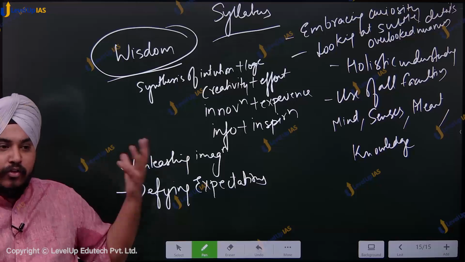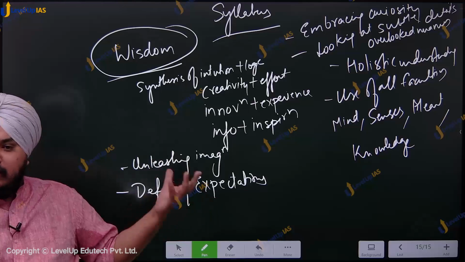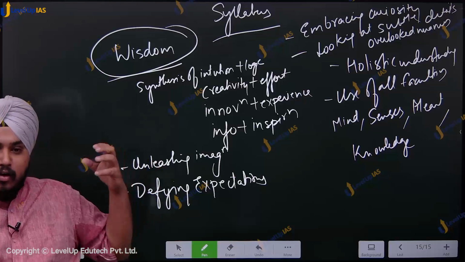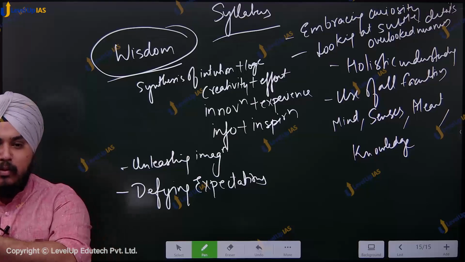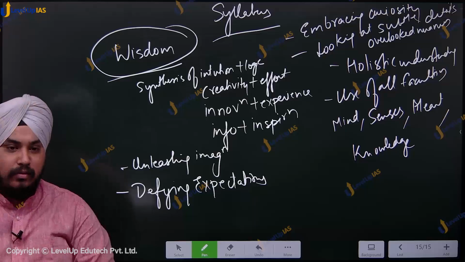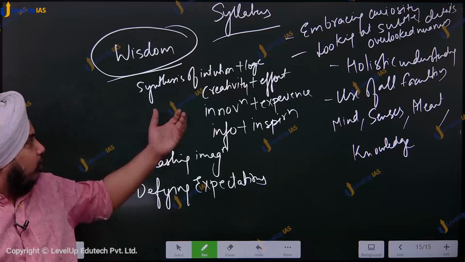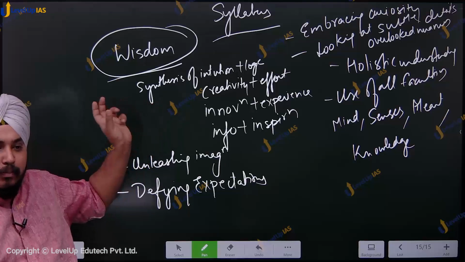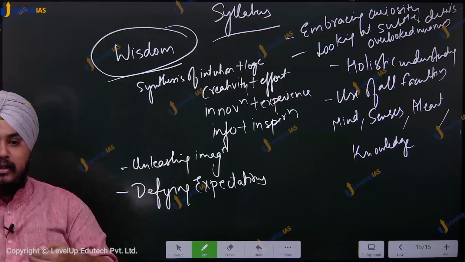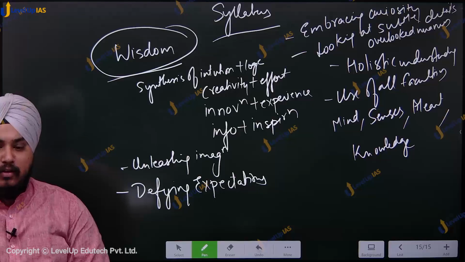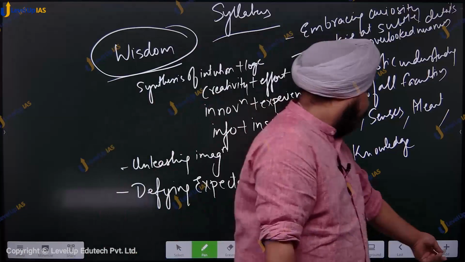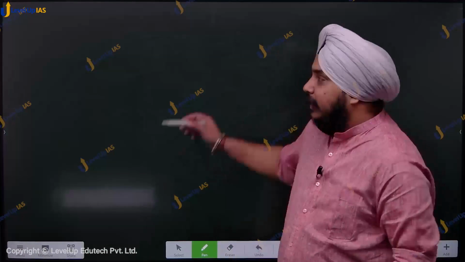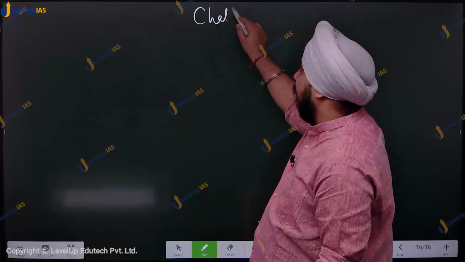When you are not constrained by any kind of thought, your imagination is beyond any restrictions, you will be able to find the truth. Okay, so wisdom is one of the basic themes that has been repeatedly asked in philosophical essays. Second one is challenge as a catalyst.